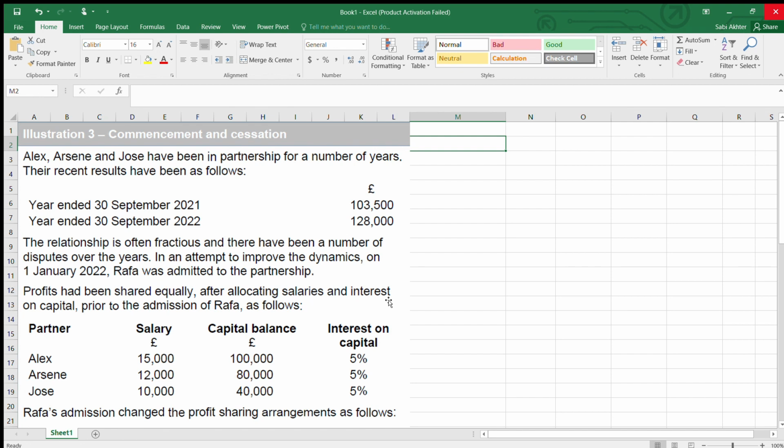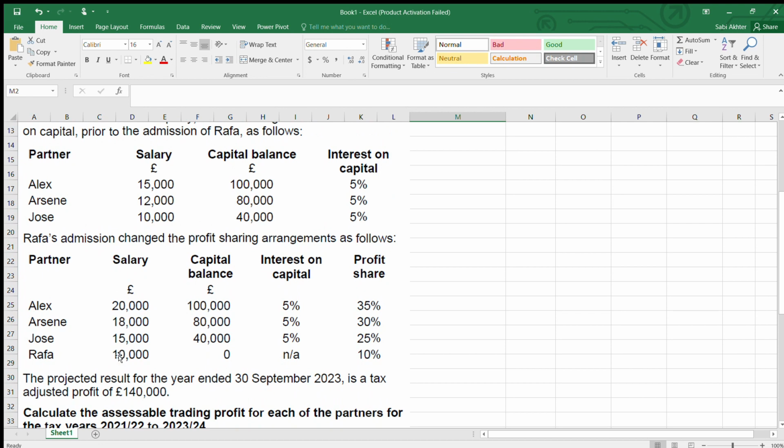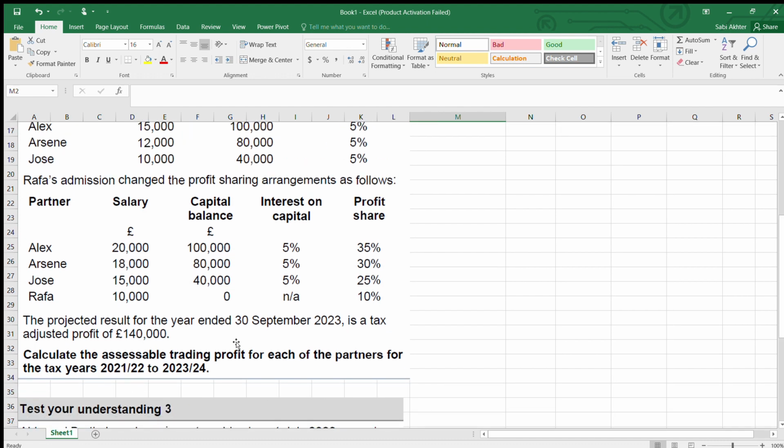After giving salary and interest on capital. Then after Rafa joins, we have 4 partners, each with a salary. Capital balance is given for the 3 partners, but Rafa does not have any capital balance, therefore no interest on capital. But the profit sharing ratio changed: 35, 30, 25 and 10. Then adjusted profit is given for the year ended 30th September 2023. What you need to do is calculate the assessable trading profit for each partner for the tax years 2021-22 to 2023-24.